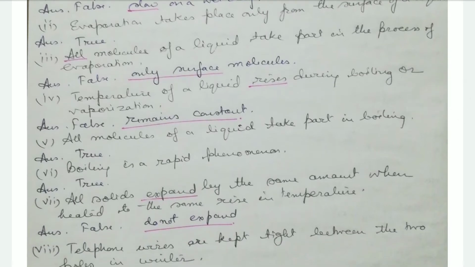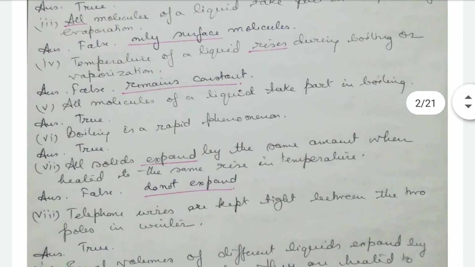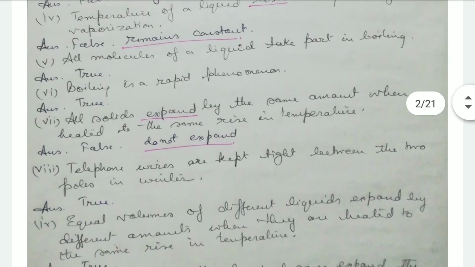Then temperature of a liquid rises during boiling or vaporization. It's false. It remains constant during vaporization. That is, during boiling, the temperature remains constant. Then all molecules of a liquid take part in boiling. That's true. Boiling is a rapid phenomenon. That is true. All solids expand by the same amount when heated to the same rise in temperature. That's false. They do not expand by the same amount.